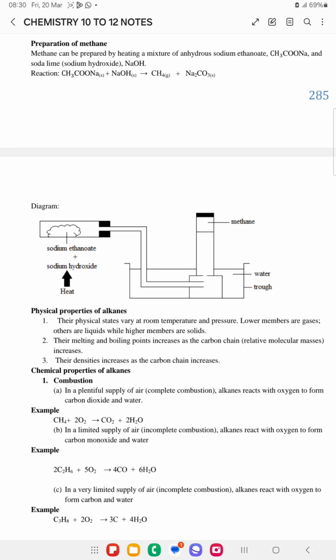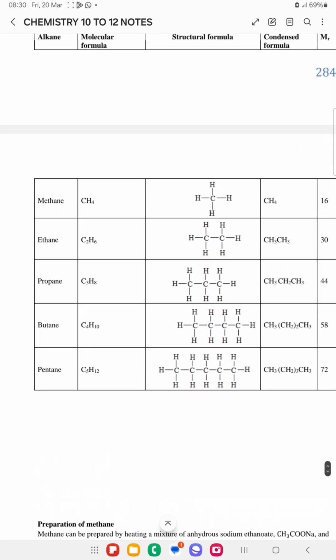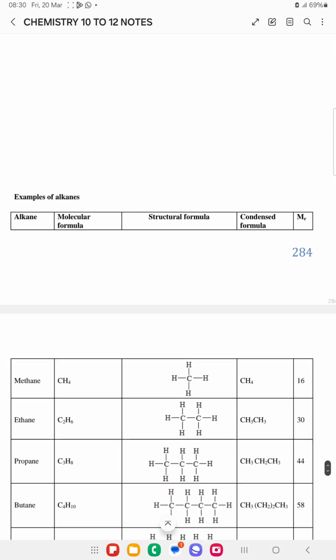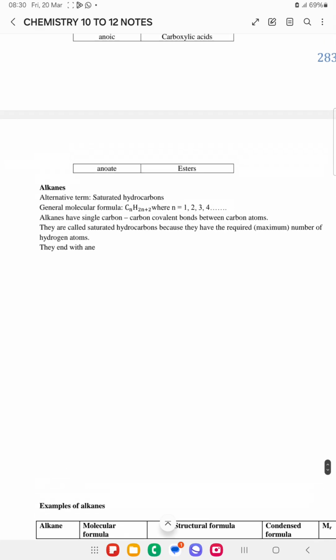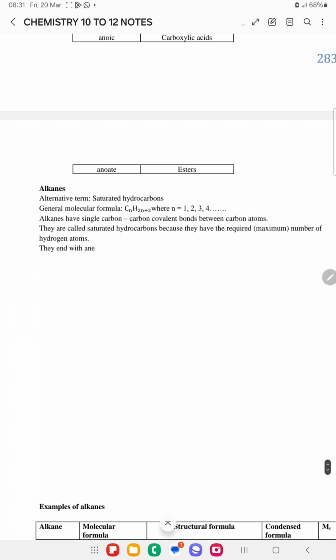Welcome to organic chemistry lesson. Talking about alkanes. Last time we were looking at the alkanes, where we said that the alkanes, these guys are saturated hydrocarbons.